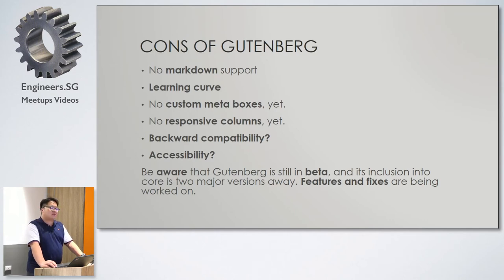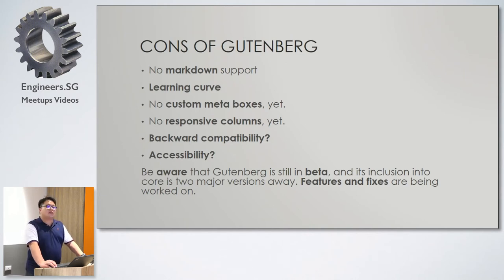There are also no responsive columns yet. So the thing is that in WordPress, by default, there's no responsive columns, but there are a lot of page builders like Visual Composer. They have responsive columns inside, and that's something that a lot of people are looking for. So this is something that a lot of people are actually looking forward to for eventual inclusion.